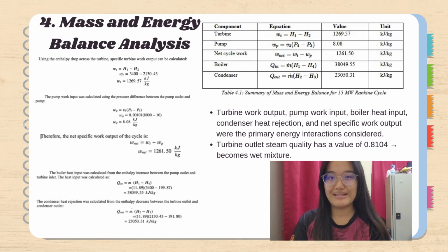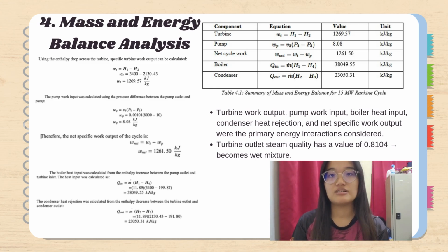For the mass and energy balance analysis part, the analysis was carried out for major components of the Rankine cycle. The main energy interactions considered were turbine work output, pump work input, boiler heat input, condenser heat rejection, and net specific work output. The turbine work output was calculated using the enthalpy difference between the turbine inlet and turbine outlet. Based on the simulation, the specific turbine work output was 1269.57 kJ per kg.